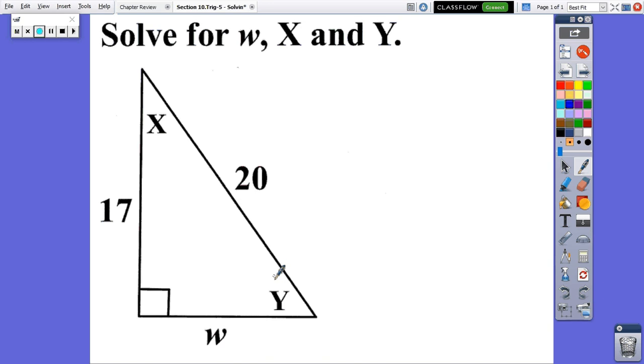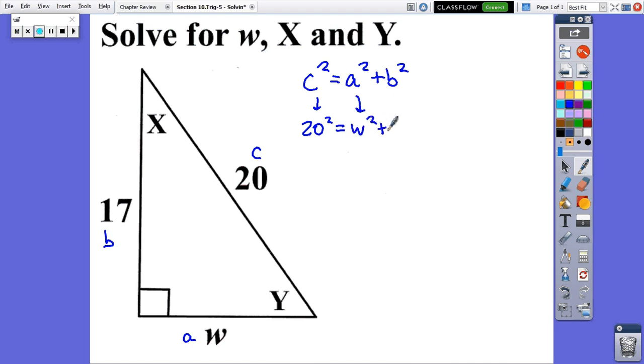All right, so let's do a little bit of old school stuff. This will prepare you really for the end of the chapter here, the chapter review that's coming up tomorrow. And so the hypotenuse, this will be my C side, and then the A and the B side, it doesn't matter which one's which, but I'll call the A side the W and the B side the 17. So with the Pythagorean theorem, we could have C squared equals A squared plus B squared. The C side is my 20, so 20 squared equals W squared plus B squared, 17 squared.